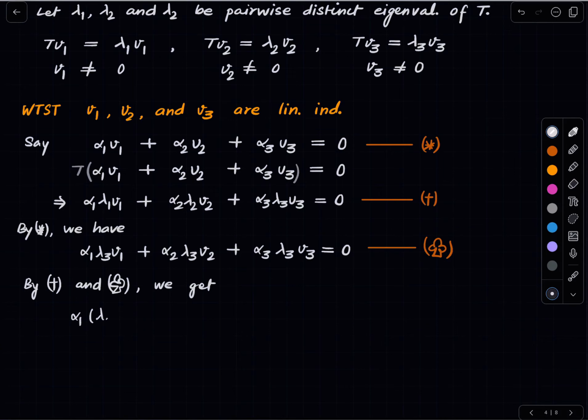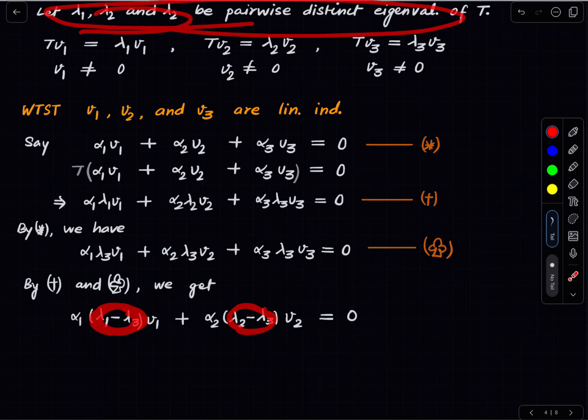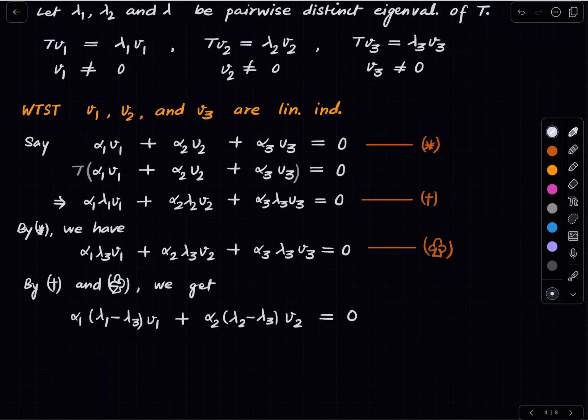alpha 1 (lambda 1 minus lambda 3) v1 plus this thing is equal to 0. Okay, and now this is a non-zero field element. This is also a non-zero field element because lambda 1, lambda 2 and lambda 3 were, sorry about the typo, lambda 3 were pairwise distinct eigenvalues of T.